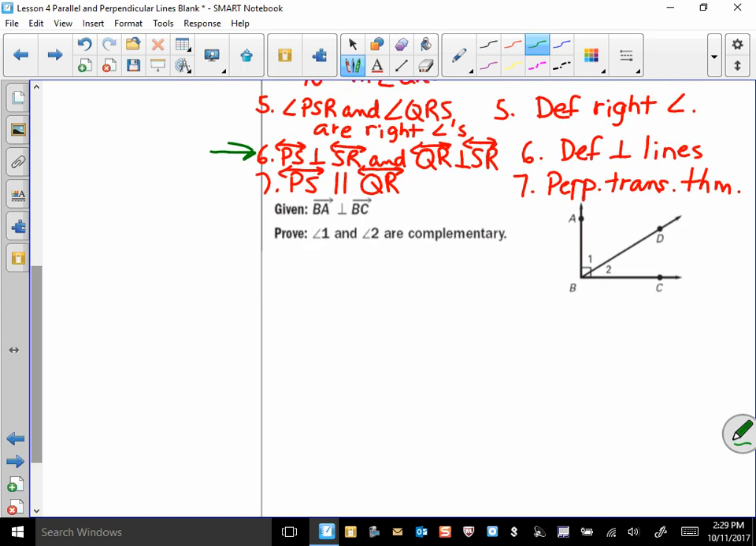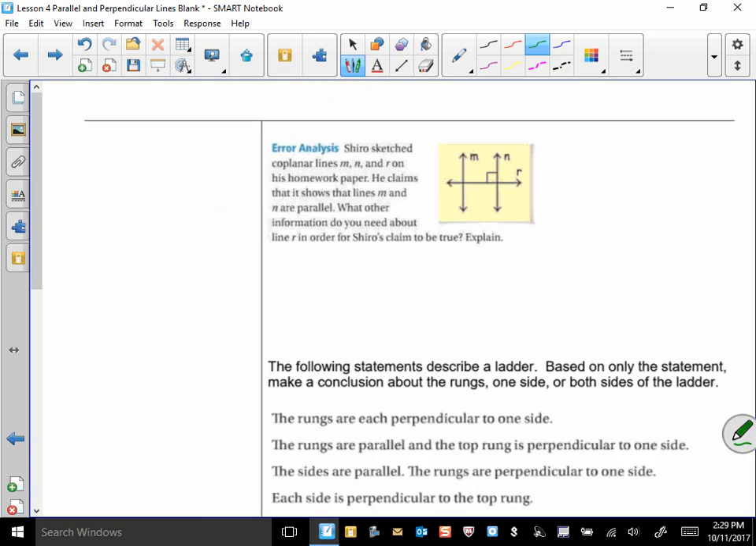Okay, so this proof is much easier than the one above, so I definitely want you to do this one. I want you to have it on your paper so we can go over it tomorrow. I'm not going to put it up here today.